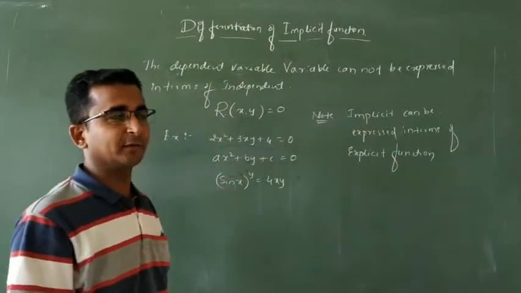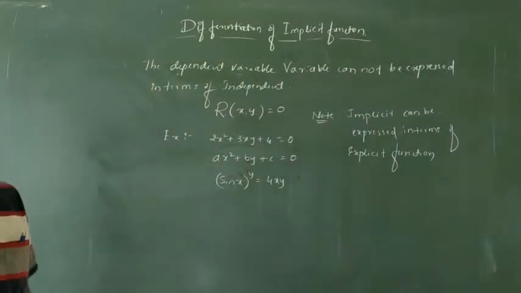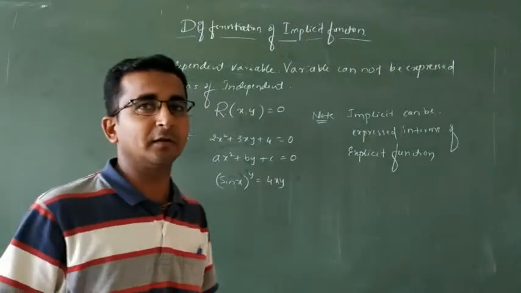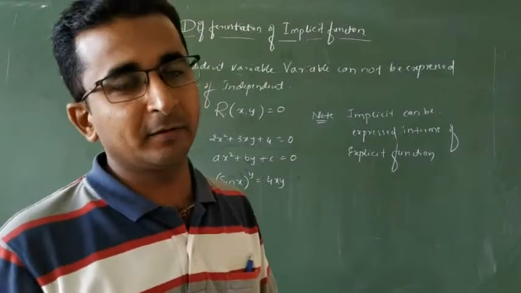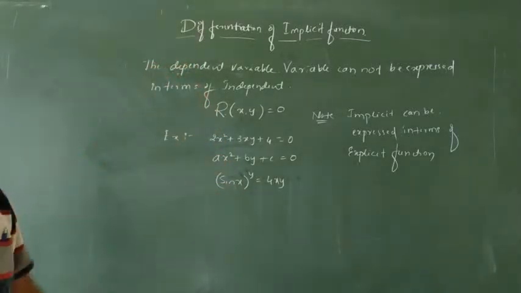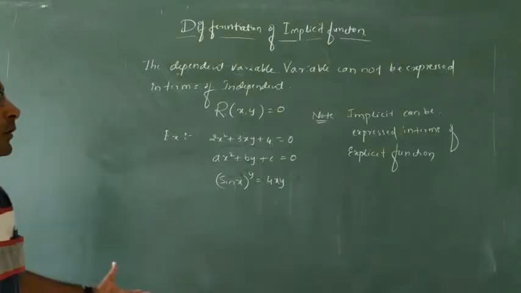We can express it as y equal to. We can convert that implicit function into an explicit function. By solving some simple examples on the differentiation of the implicit function, you will come to know.